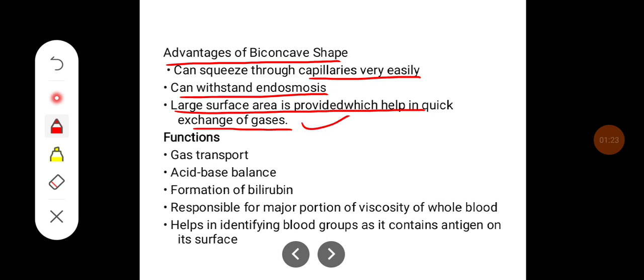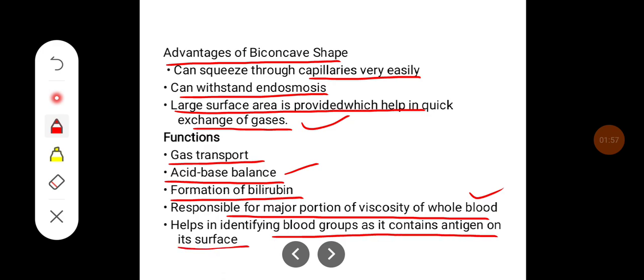Some of the important functions of RBCs are: they're important for the transport of gases like oxygen and carbon dioxide. They're important for the acid base balance because of the hemoglobin, which has amino acids in it. It is important for the formation of bilirubin. The RBCs are responsible for the major portion of the viscosity of the blood, which helps in maintenance of the blood pressure, and it helps in identifying the blood groups as it contains antigens on its surface.